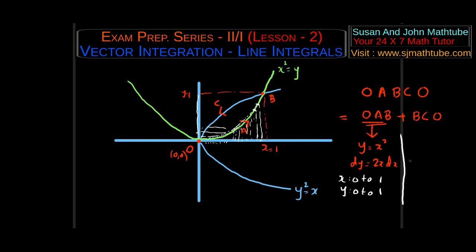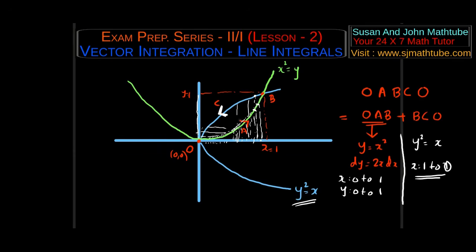Now let's take a look at the second one, BCO, the green parabola. The equation to the green parabola is y square equal to x. And in the green parabola, we have to move in this direction. So if I am here, the projection is over here, over here, over here. So be very careful. The limits of x vary from 1 to 0. This is something very, very important.